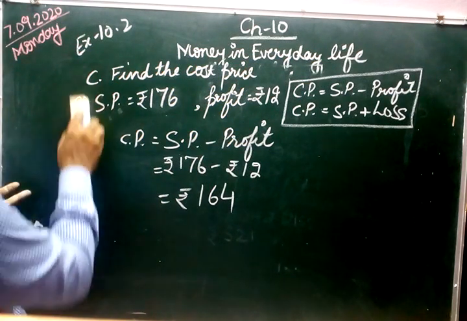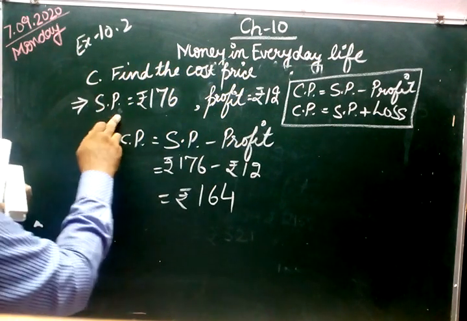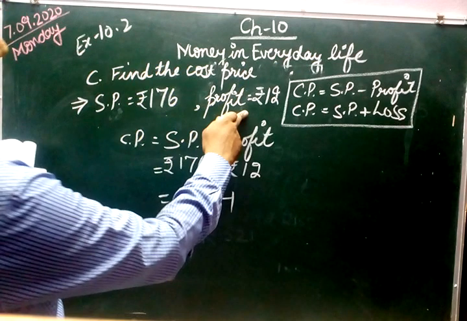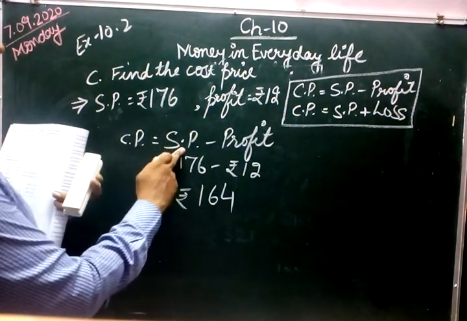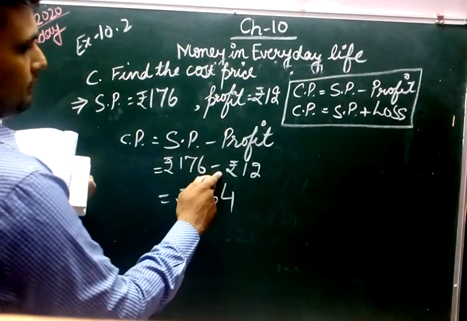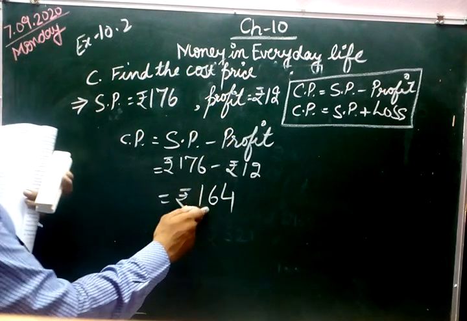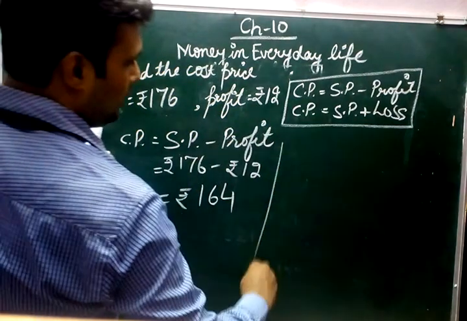Question is given, selling price is given, 176, profit is given, 12. What is the formula? Cost price equals selling price minus profit. The selling price is 176 rupees and we have to subtract 12. What is the answer? 164. In this way we can do the question.